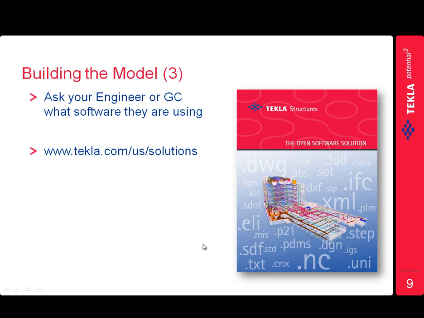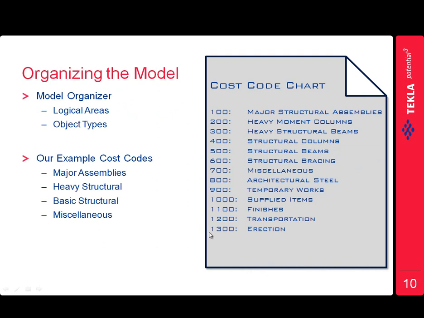All right. So what we'll talk about next is we'll go ahead and organize the actual model. What we'll use is the model organizer, which is a tool within Tekla that will allow us to divide the model into two categories: logical areas or object types. Logical areas would be like if you wanted to divide the structure up by floor, so level 1, level 2, level 3, or sequence 1, sequence 2, sequence 3, or whatever.